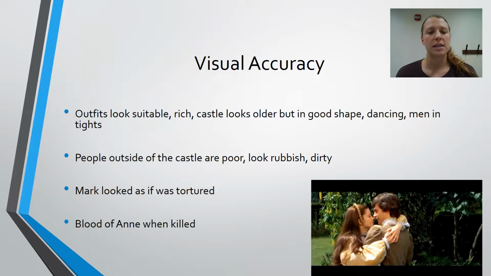The visual accuracy, the outfits both look suitable, I think, for both movies. And Emily will talk more about that with The Other Boleyn Girl, but the outfits were very rich. The people within the castle did look a little older, but it was pretty good. It looked like an older style, but it did look pretty good. The people were dancing, and the men were also wearing tights, which I thought was suitable. They did look very fancy, and the women had some weird headbands on their heads, which I thought was kind of odd, but it did look like it fit the time period as well.